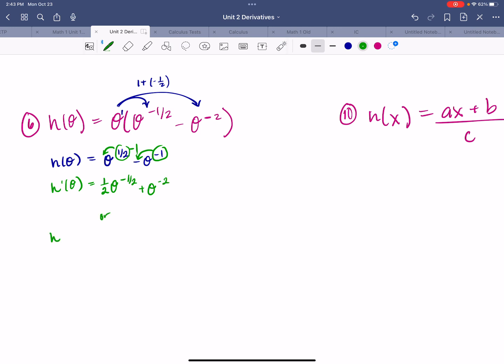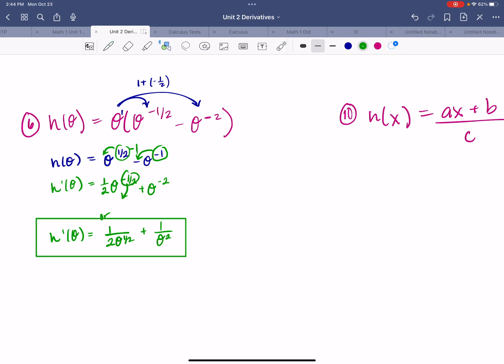I might go ahead and take it a step further and say something like 1/2, let me actually fix that, theta to the 1/2, right? Make this negative power positive by bringing that back down into the denominator, and same thing for our last term, 1 over theta squared. Technically, you could go ahead and put this back into the square root, so 1/2 the square root of theta, because of that 1/2 power, but I'm fine stopping there. So alternatively, we could have the derivative be this.